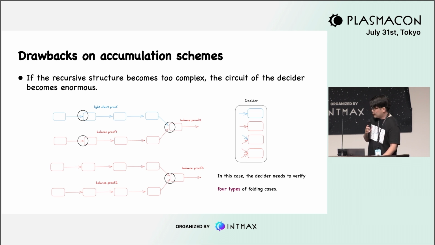Also, when verifying the accumulator, the decider needs to verify all types of statements. Therefore, if the recursive structure becomes too complex, the decider becomes too large. For example, in client-side validation, a balance proof needs to absorb a client proof to synchronize to the latest plasma block, or merge balance proofs into one to receive funds. In this case, the decider needs to verify 4 types of recursive structures. In such a situation, the decider becomes too costly.